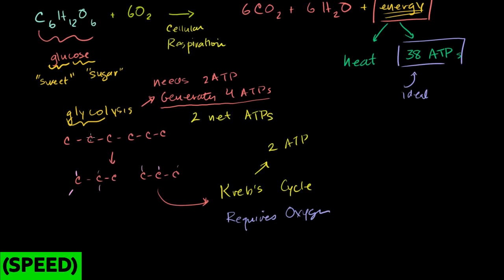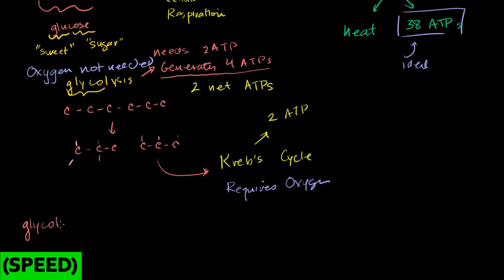So let me be clear, glycolysis, this first step, doesn't need oxygen. It can occur with oxygen or without it. Oxygen not needed. Or you could say this is called an anaerobic process. This is the anaerobic part of the respiration. Let me write that down too. Anaerobic. Glycolysis, since it doesn't need oxygen, we can say it's anaerobic.